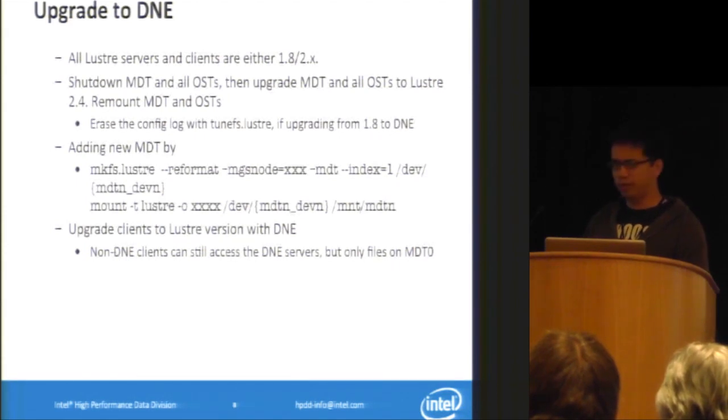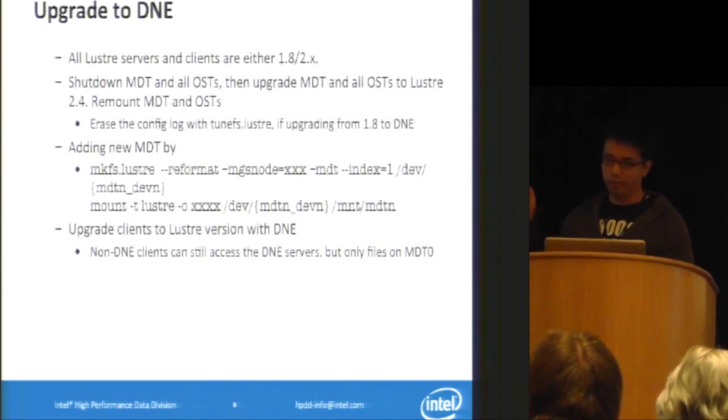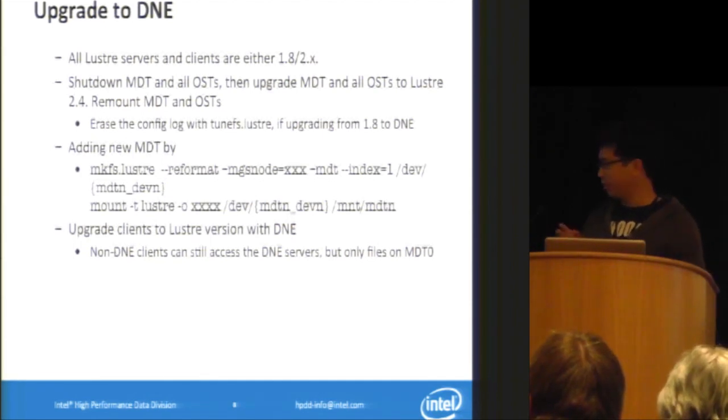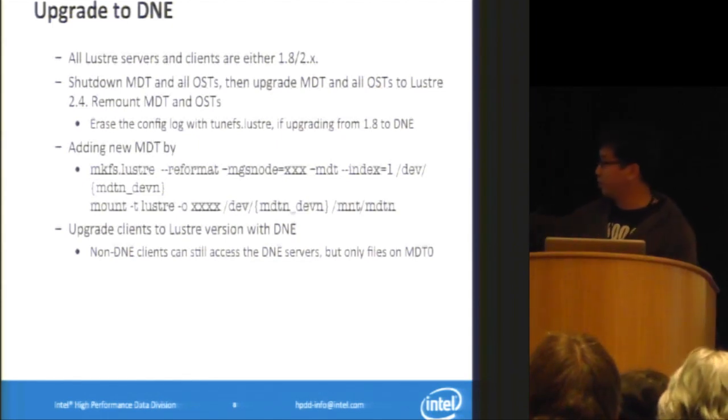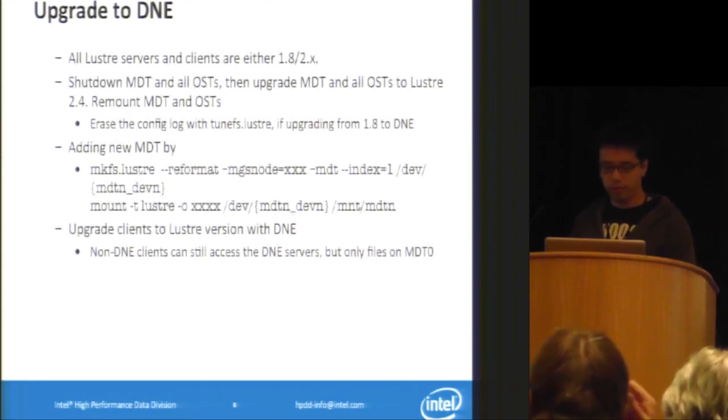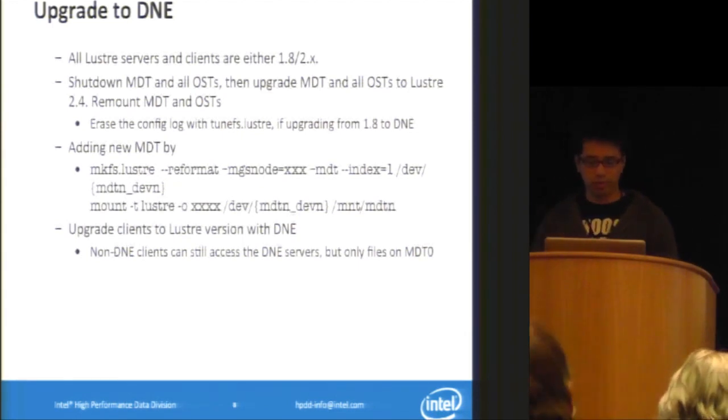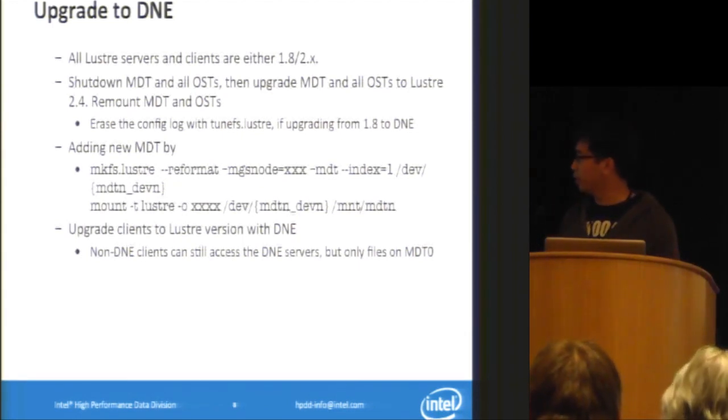Also, if your file system is 1.8, since the 1.8 config log is not compatible with the DNE config log, you need to use tunefs to erase those config logs first. Then you mount your MDT and OST, and it will regenerate the config log, of course. Then you can add a new MDT by mkfs and mount Lustre. It's almost the same as the current make MDT command.